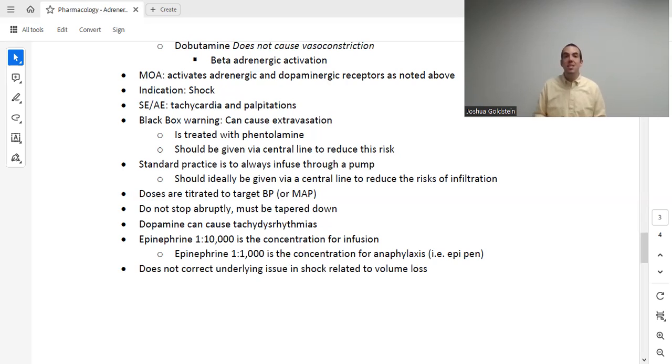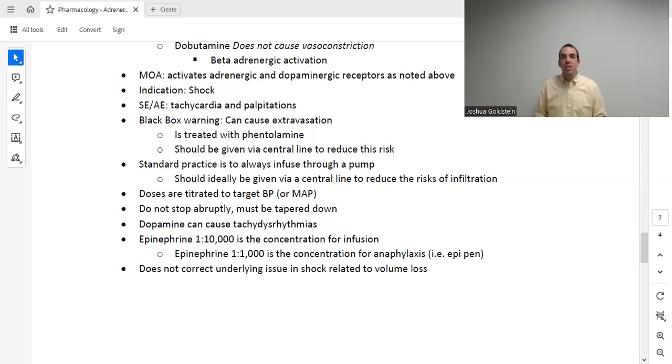But these are two different things, and it's fair game, even at the RN level, to ask which drug is appropriate for what. The Epi 1 to 10,000 is what we use for an infusion. It's what we use for cardiac arrest. The epinephrine 1 to 1,000 is what we use for anaphylactic shock, aka an allergic reaction, such as an EpiPen.